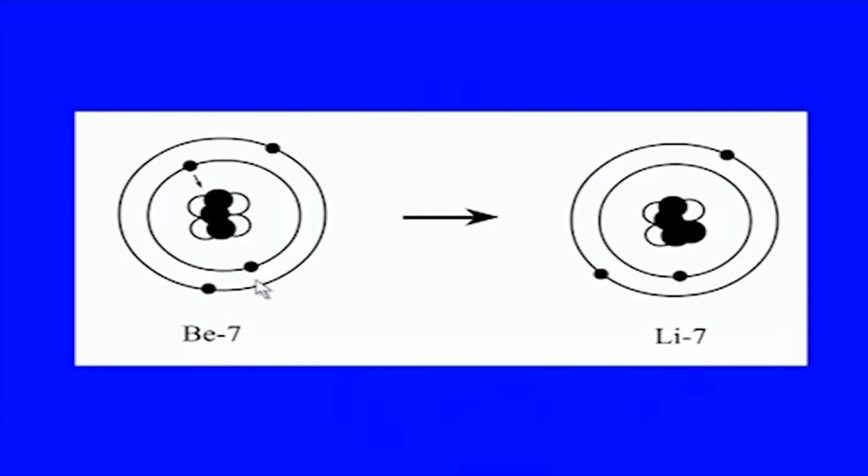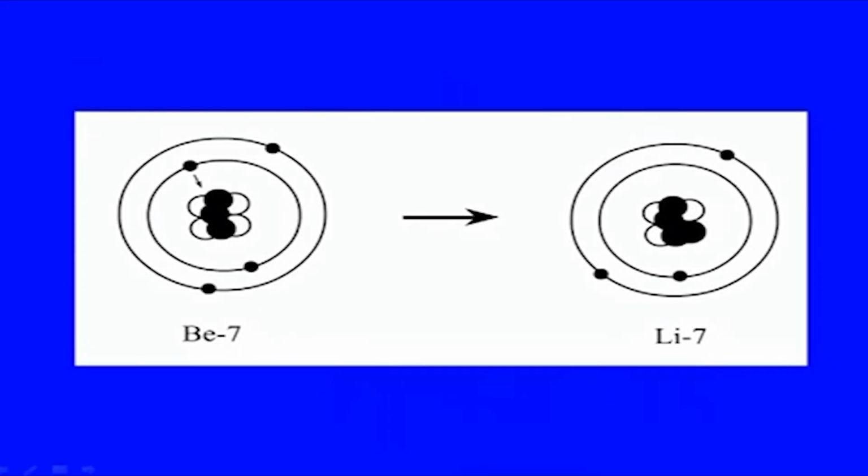This is beryllium 7, where an electron is taken up by the nucleus and converted. As I showed you, proton plus electron is converted to neutron plus X-rays. So what happens here is that one proton is lost, a neutron is generated, and X-rays are generated in this particular case.